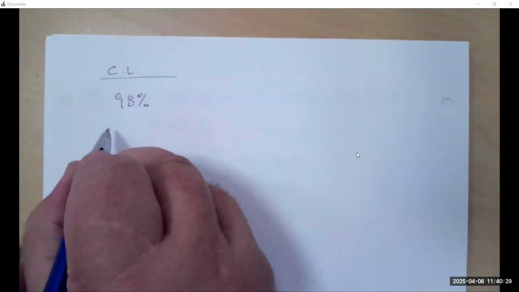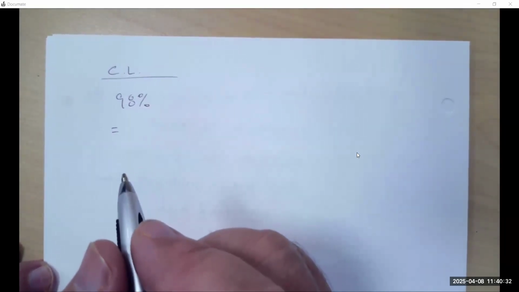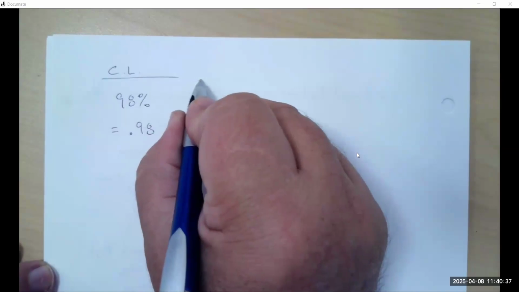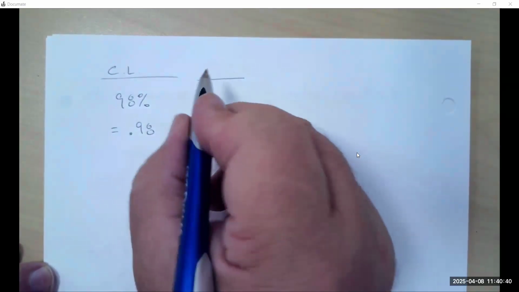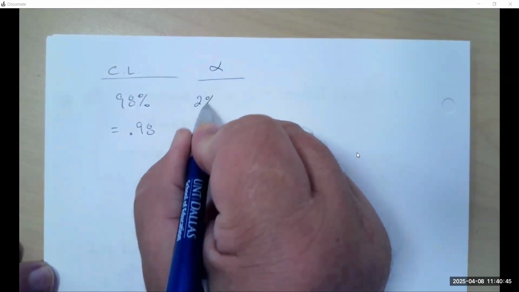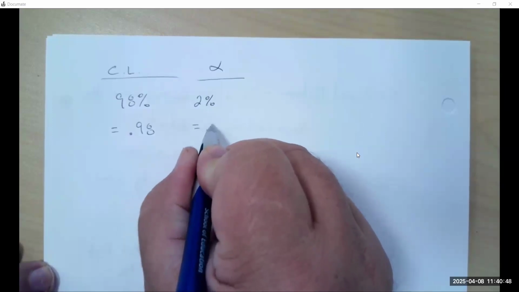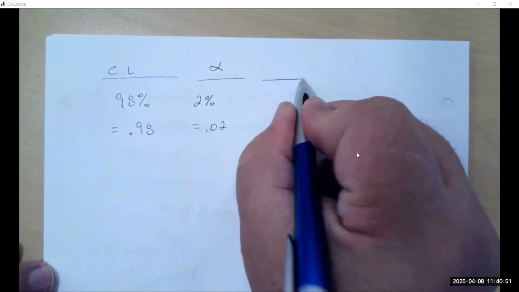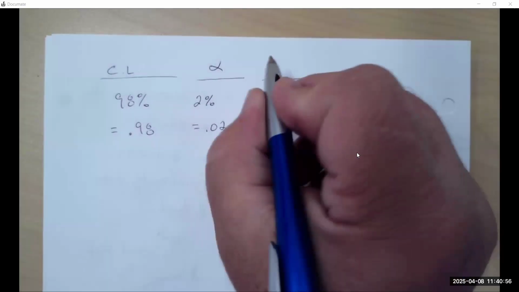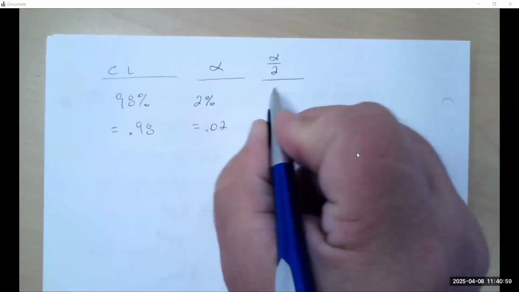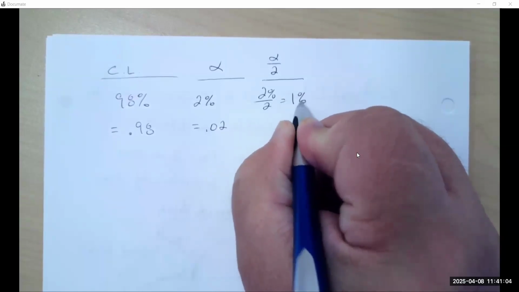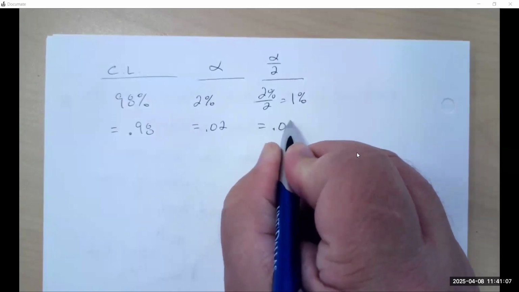98% confidence level, which is what in decimals? 0.98. So what do I find next? My alpha, 2%. Very good. And since right now we're dealing only with two-tailed tests, we have 2% divided by 2 is 1%, which is 0.01.